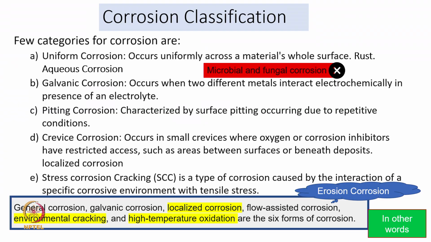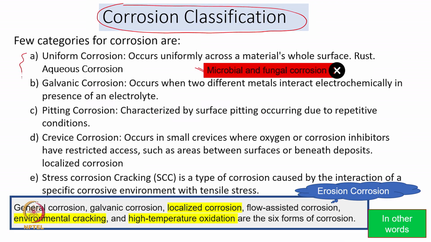So, there is a need to really understand what the prominent kinds of corrosion are, what kind of corrosion mechanisms there are, and how we prevent these kinds of mechanisms. So, let us look at the classification of corrosion. We can see the corrosion classification can be done. As I also mentioned in the previous slide, microbial and fungal corrosion types we will not be covering in this course.